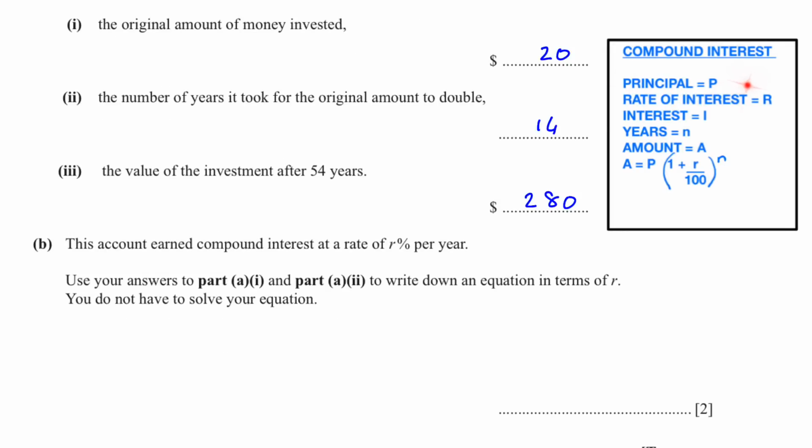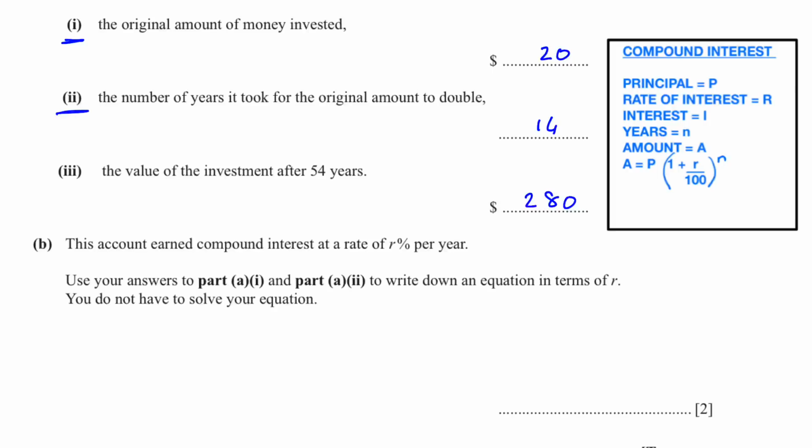This is the compound interest rule. Principal is your starting amount, which is written as P. Rate of interest is R. Interest is equal to I. And years is N. And amount is A. So amount is equal to P bracket 1 plus R over 100 to the power of N. We have to use part A1 and part A2 to write down the equation.